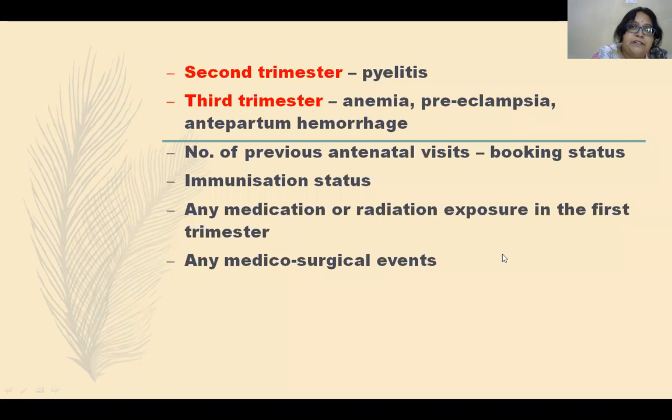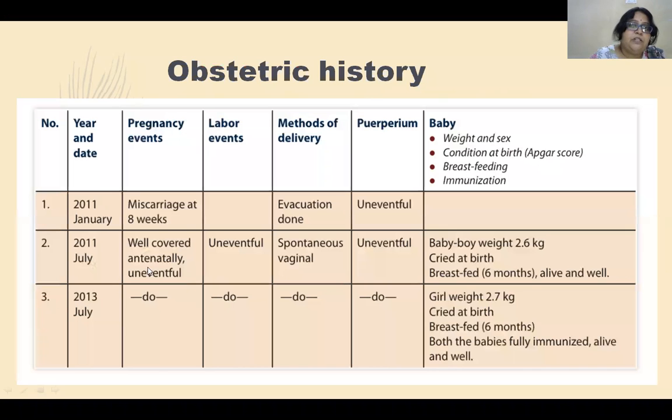Next is any medical or surgical events; if she has undergone any previous surgical events, we need to know about even them. Next is obstetric history. So what do you inquire in obstetric history? This is how you write the obstetric history. The number of pregnancies, first one, when did it happen, the year, date of the pregnancy, and how was the pregnancy? Was it a full-term pregnancy or a miscarriage? And if it was full-term, at how many weeks of pregnancy did she deliver? You need to note even that.